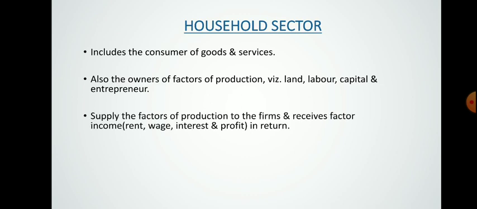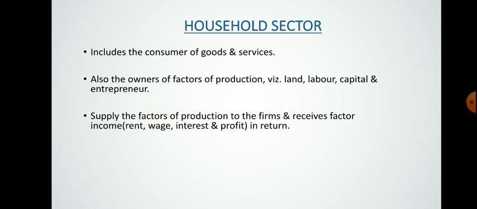Now the households supply these factors of production to whom? To the farm, to the production unit. And in return they are getting what? In return they are getting income. Like for the land, the owner of the land can get rent. The owner of the labor, who is giving his or her labor, in exchange he or she is getting what?